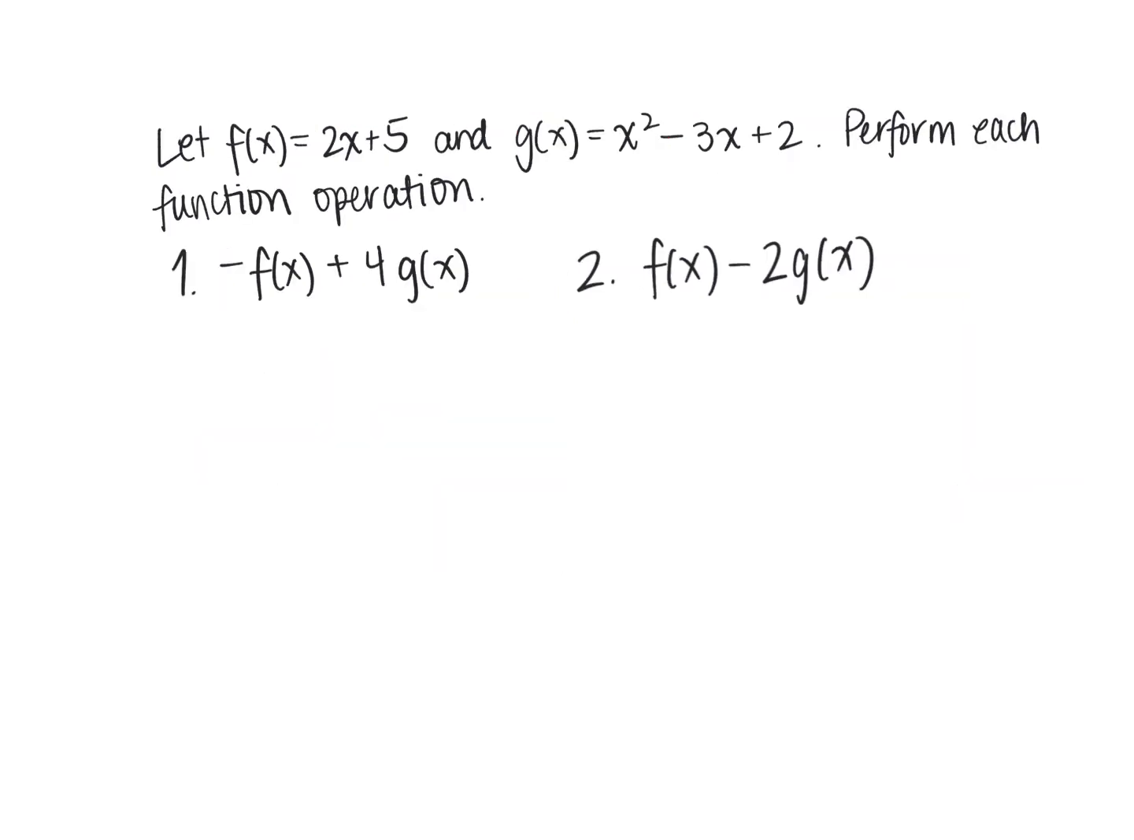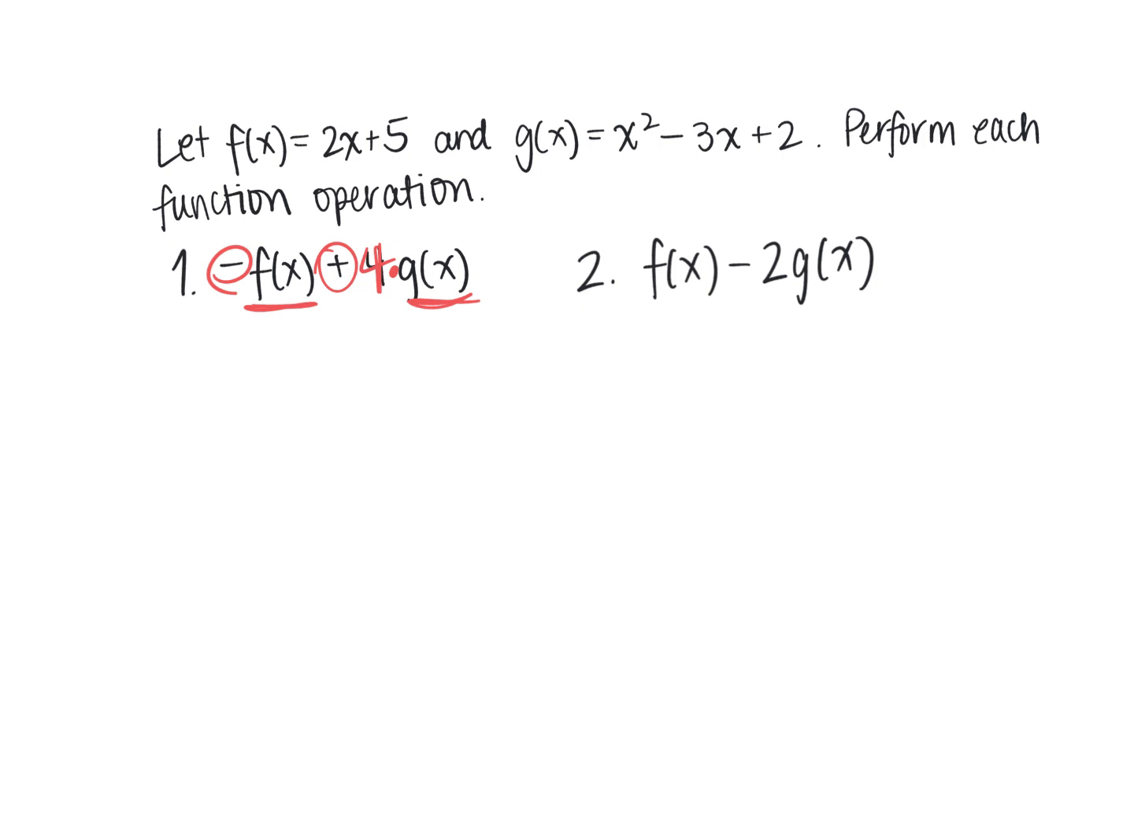Okay, let's look at these examples. So it says, let f of x equal 2x plus 5 and g of x equal x squared minus 3x plus 2. And it says, perform each function operation. Number 1 says, negative f of x plus 4 g of x. So these problems are different from the ones that we saw in the previous slide because I'm doing extra steps before I can actually add them together. Okay, so before I can add f of x and g of x, I have to first subtract f of x, or take the negative of f of x, and I have to times 4 by g of x.